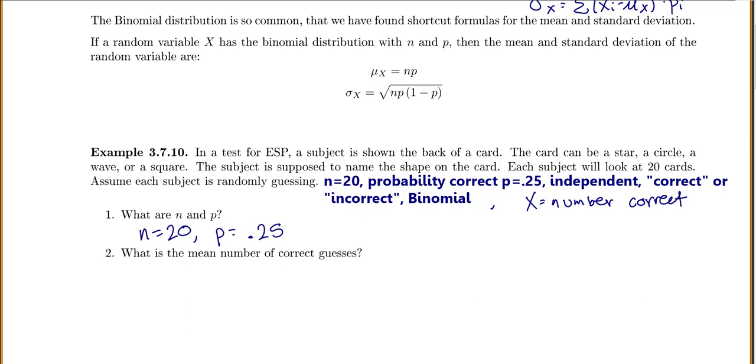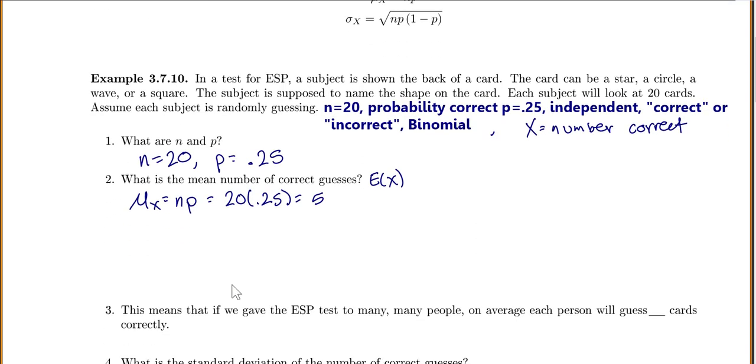So what would be our mean number of correct guesses? Or how many guesses would you expect them to get correct? Our mean, or if you prefer, the expected value of x, it doesn't matter which symbol we use, will be equal to n times p. So in our case, that's 20 times 0.25, which gives me 5. What does that mean? That means if we gave the ESP test to many, many people, on average, each person will guess 5 cards correctly out of the 20.